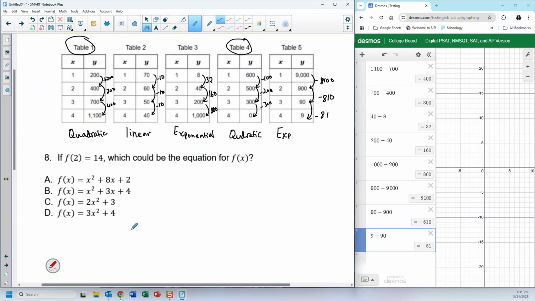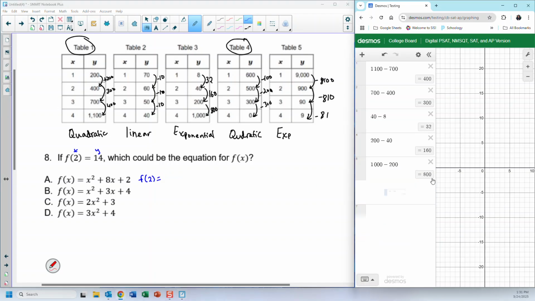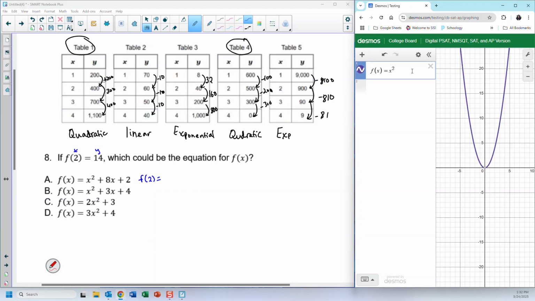All right, number 8. If f of 2 is equal to 14, which would be the equation for f of x? So all this question is asking you to do is plug in 2. So this is your x value, and then which one will give me a y value of 14. So let's see what f of 2 is. So I'll show you how to do this much faster in Desmos. So I'm going to go ahead and plug in my f of x just the way it is. So you could either go in and change the x to 2 and see what it's equivalent to.